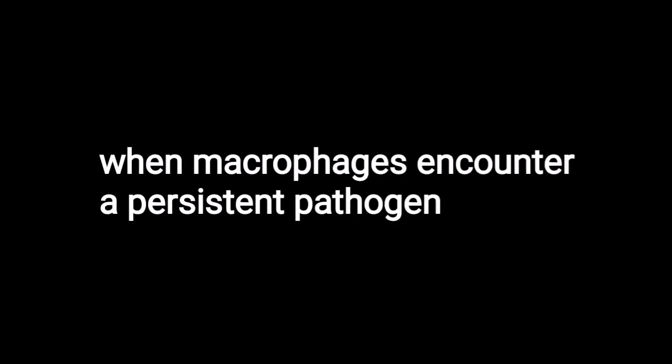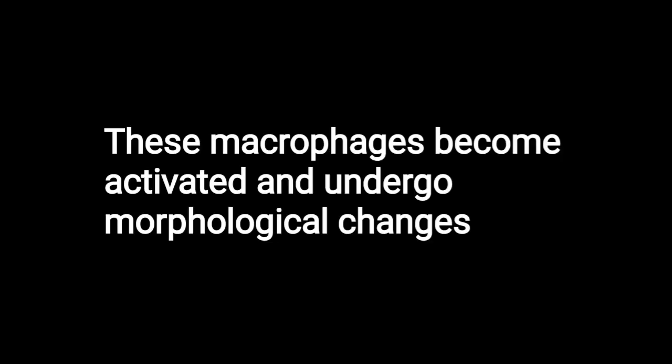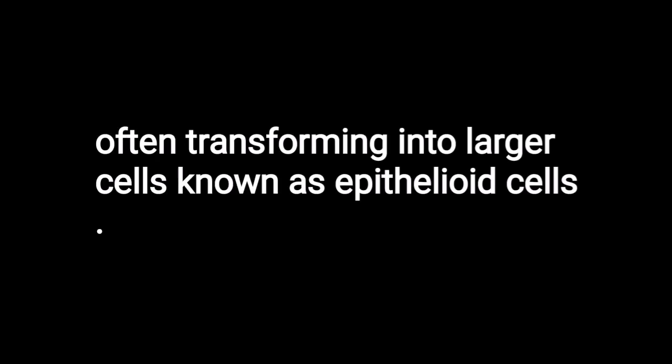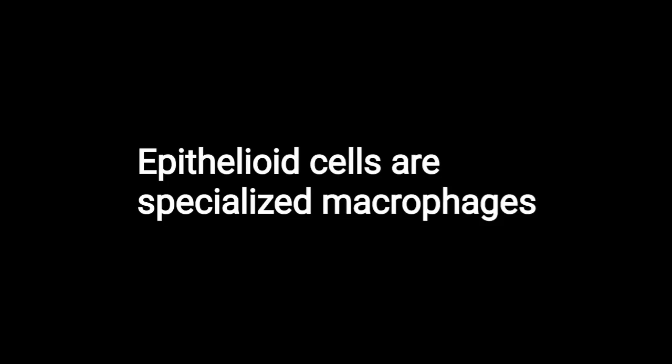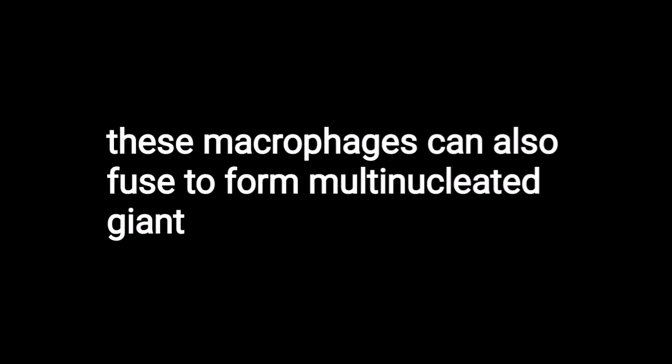The formation of granulomas begins when macrophages encounter a persistent pathogen or irritant that they cannot effectively phagocytose or eliminate. These macrophages become activated and undergo morphological changes, often transforming into larger cells known as epithelioid cells. Epithelioid cells are specialized macrophages that have a more prominent cytoplasm and resemble epithelial cells. They work together to surround and encapsulate the offending agent, thereby forming the core of the granuloma. In some cases, these macrophages can also fuse to form multinucleated giant cells, which are another hallmark of granulomatous inflammation.